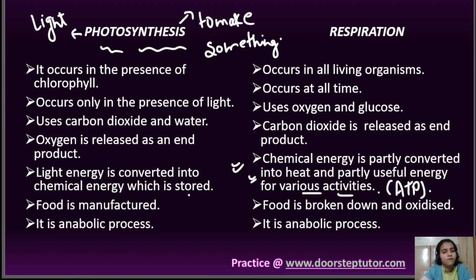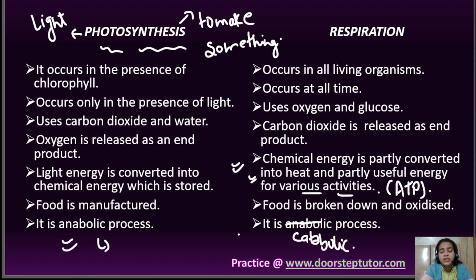Apart from this, we know photosynthesis is an anabolic process. That is, in photosynthesis, things are prepared. That's why it is an anabolic process, and in this one food is manufactured. While respiration is basically a catabolic process. That is, in this one things are broken down. That's why it is known as a catabolic process.